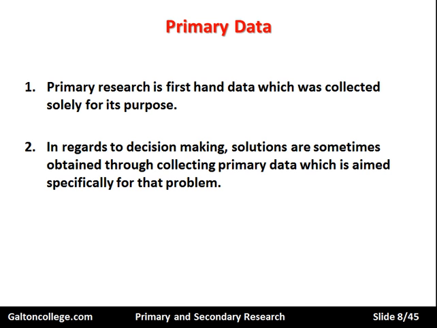With regards to decision making, solutions are sometimes obtained through gathering primary data which is aimed specifically at the problem. So with regards to decision making, decision makers may make some effort to collect data directly, which is targeted entirely at helping them make a good decision. So the data they collect is solely for the purpose of helping them make a good decision. And that's often the case.